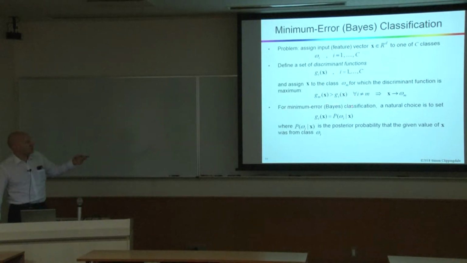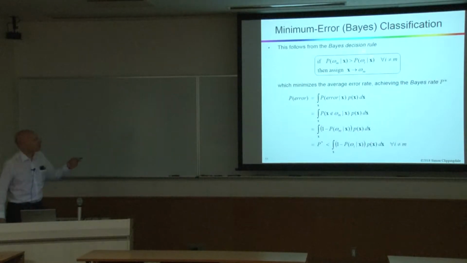So for minimum error classification, if you set these discriminant functions to be this thing, which is the posterior probability that the given value of X came from class I, then you can show that will give you the minimum possible classification error. And this follows from a thing called the Bayes decision rule, which is essentially what we just had on the previous slide.